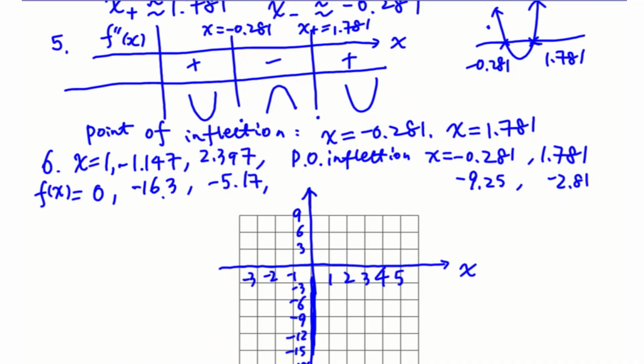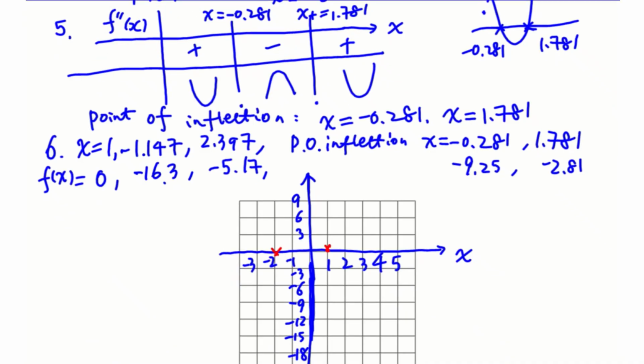So negative 2, 1, 3, they are the zeros, and (0, negative 6) is your y-intercept. After that, we have the critical points. These critical points could be the maximum or minimum. It depends on whether the point is concave up or concave down.